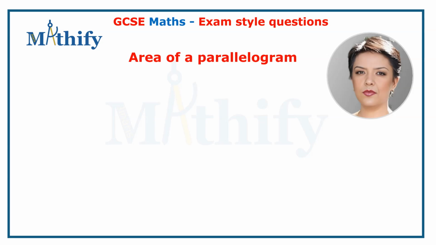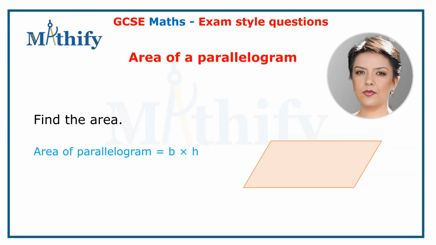So we know that the formula for the area of a parallelogram is equal to base times perpendicular height. So let us look at an example. We need to work out the area of the parallelogram. We know that our area of parallelogram is equal to base times height. So let's just say that our base is equal to 10 and our perpendicular height is equal to 5.